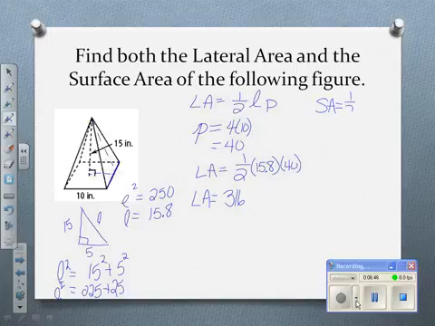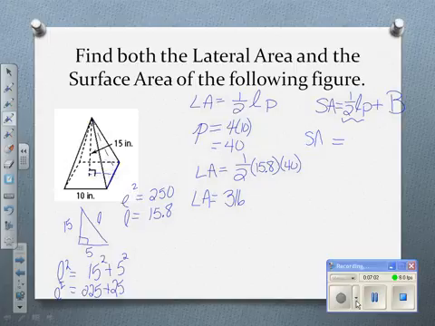Now the formula for surface area is 1/2 LP plus big B, which is the area of the base. So if you notice, this part right here is the formula for the lateral area. So you've got this almost all done already.